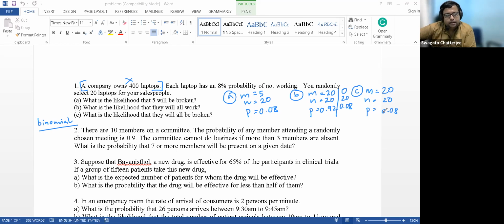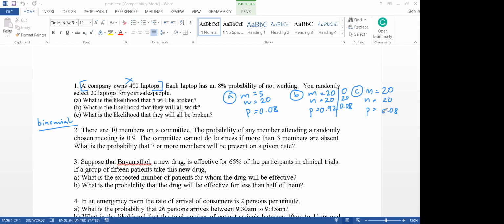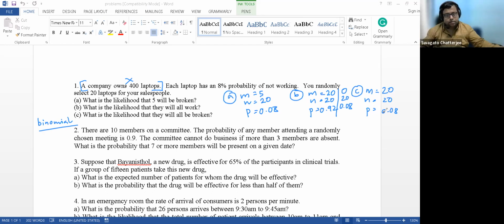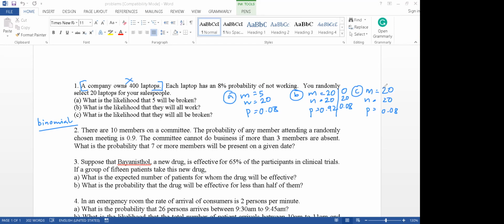So let's say, okay. I will keep this in mind, Preeti, and I will show you that this possibility is not the one we will deal with. Yes, Gaurav, tell. This is a Poisson distribution, because the question says what is the probability that 7 or more members will be present on a given date. So it's not fixed 7.